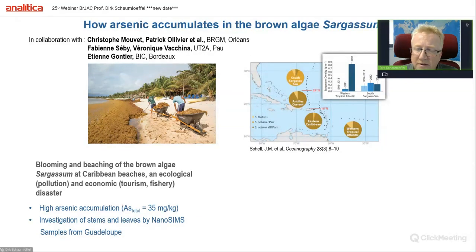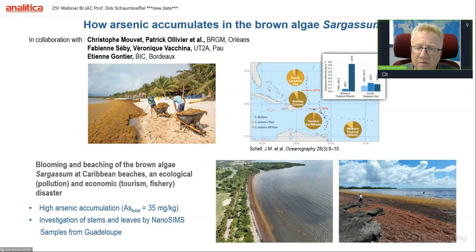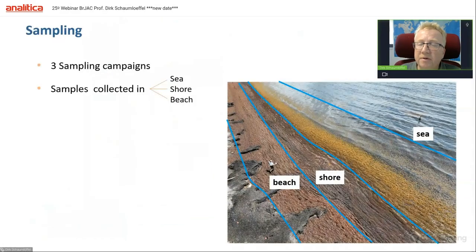The samples are from Guadeloupe. Here's an example from a sampling point on this island, and you see these huge amounts of algae beaching, deposited on the beach. It looks not very nice, but it's also quite toxic because of the arsenic. So we had different sampling campaigns, and we always had samples directly from the sea.